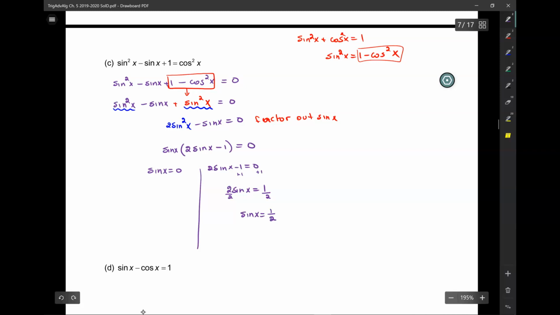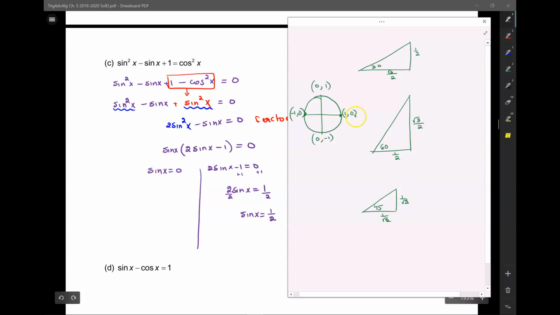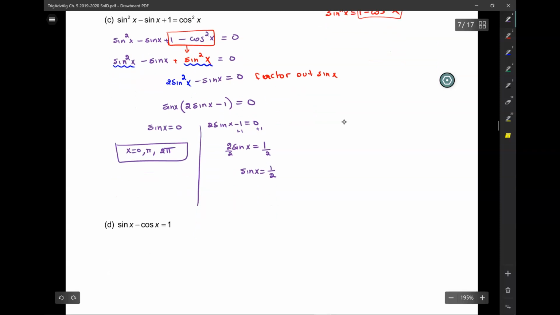Okay, so sine x equals 0, right? For the first one, I have to go to my quadrantal angles. And sine x equals 0 at the 0, at the pi, at the 2 pi, right? So x equals 0, pi, 2 pi. And sine x equals 1/2, it's becoming very boring and predictable now. At the pi over 6's. And which other quadrant? Pi over 6. Yep.